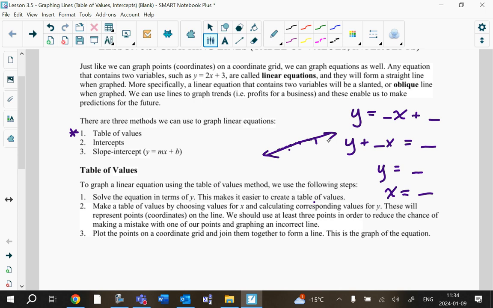There are two new ways that we're going to learn this year. The intercepts we're going to learn towards the end of this lesson. But all I want to do, and this is really a review of grade 9, what we did towards the end of last year, is how to graph lines using the table of values. Okay, that's really what I want to focus on today.